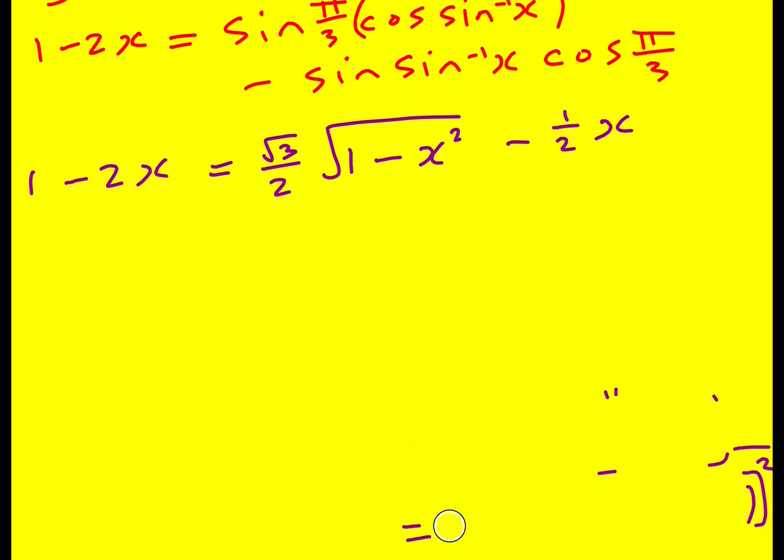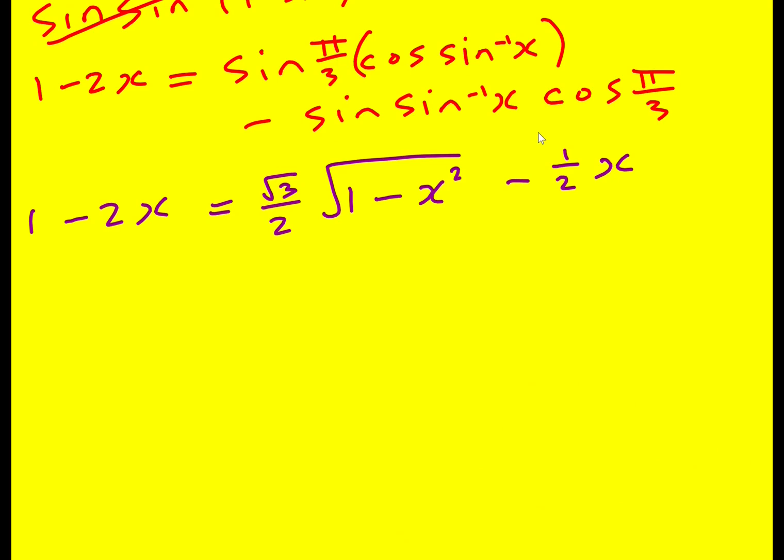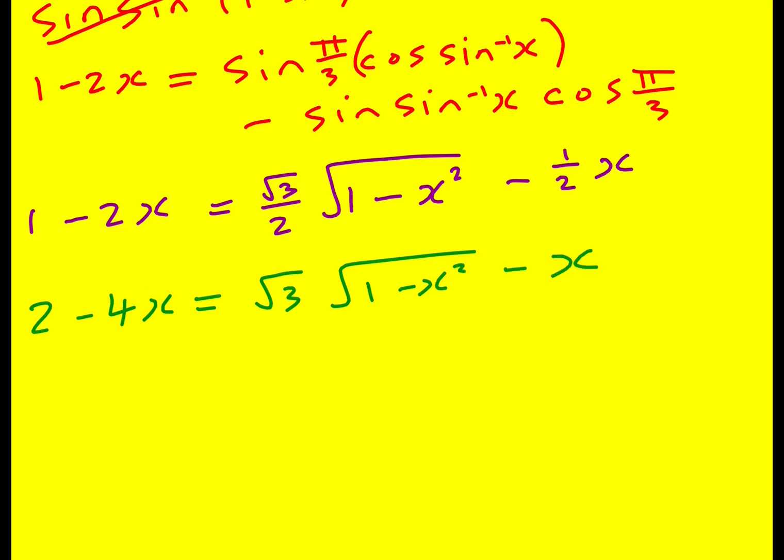Still lots to do. I've got a square root in there. It's a bit of an issue. First thing we can do is, I'm tempted to times through by 2. 2 minus 4x equals root 3 times root 1 minus x squared, minus x. And then I'll add x onto both sides. So this will disappear and this will become 3.